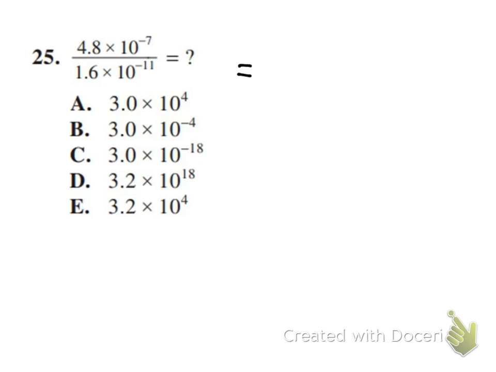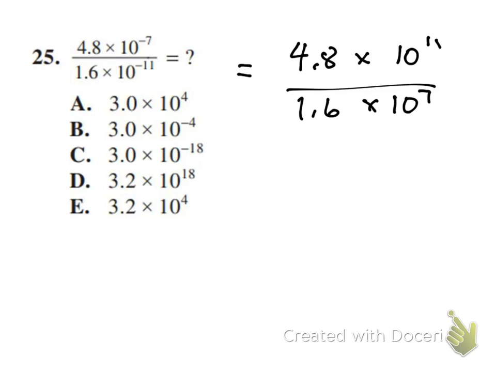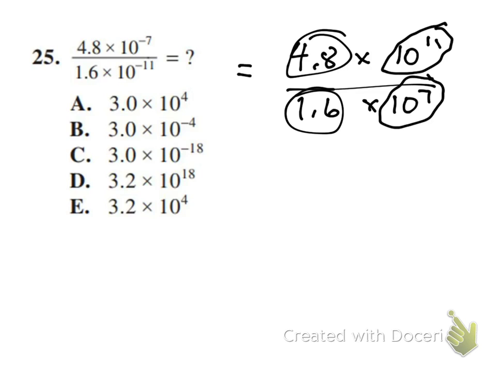So if we rewrite this real quickly as 4.8 times 10 to the 11th over 1.6 times 10 to the 7th, and we can use some more stuff, right? What is 10 to the 11th divided by 10 to the 7th? 10 to the 4th. And 4.8 divided by 1.6 is 3. 48 divided by 16. Okay?